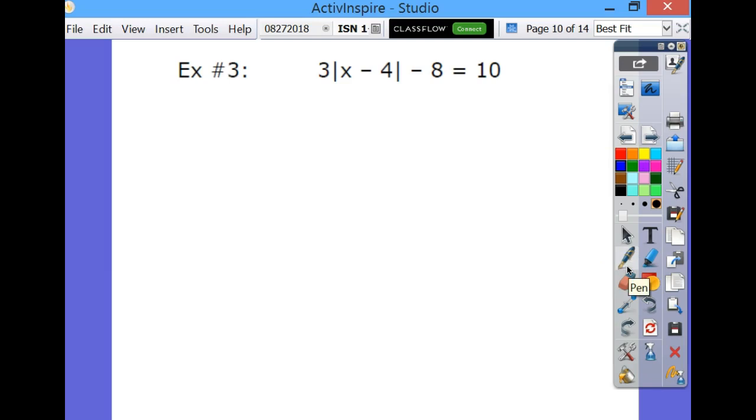So, what we need to do is isolate this absolute value. Outside of the absolute value, nothing added, subtracted, multiplied, or divided to the outside of the absolute value. That's what isolate means. We need to get rid of the adders and subtractors first. We need to get rid of the 8 first. What are we going to do to get rid of the 8?